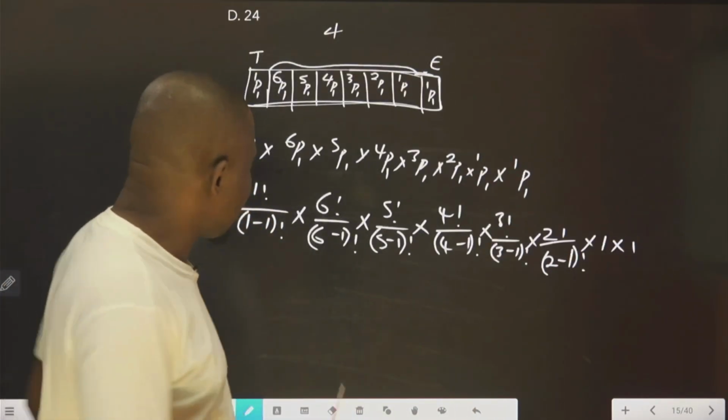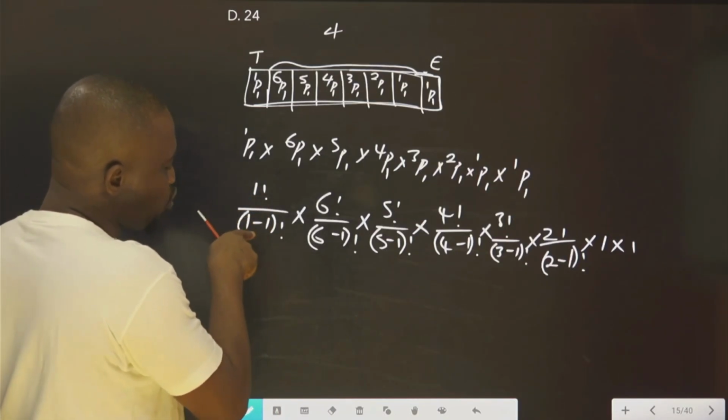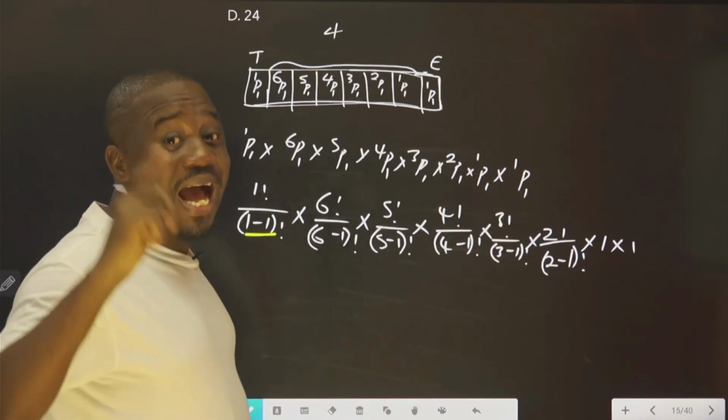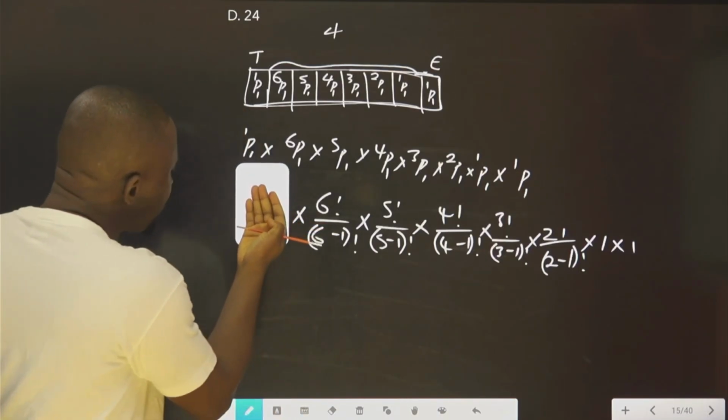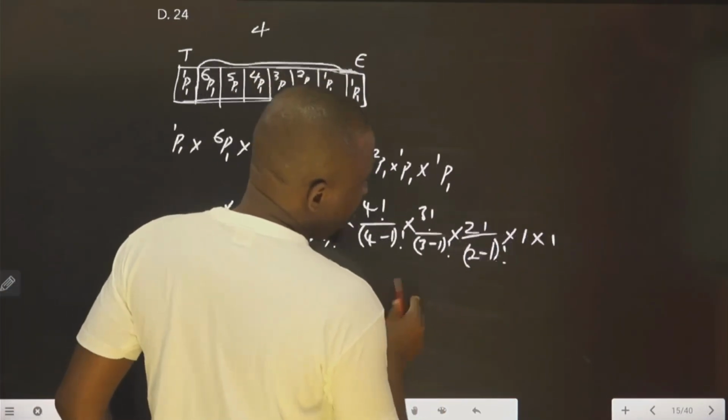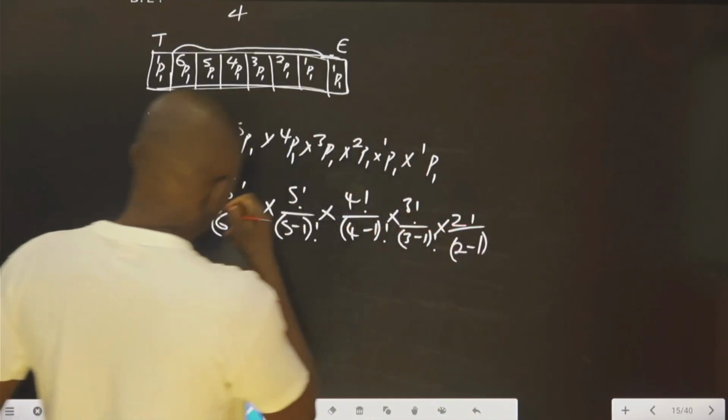0 factorial is 1. That is 1 factorial, 1 minus 1. This 1 minus 1 is 0 factorial. As 0 factorial is 1. So 1 factorial over 1 is 1. So all those ones will produce 1 for us. So no need to waste our time here. All this will produce 1, okay? We can now concentrate here.